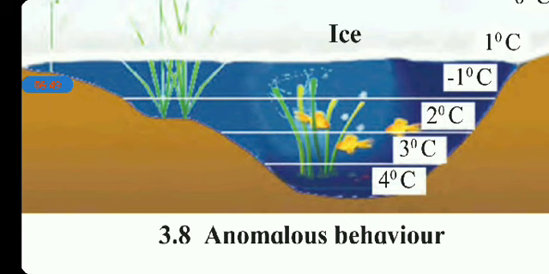The lower layer, however, remains at 4 degrees Celsius and is in the liquid state, and the aquatic animals remain safe in this water because the 4 degree water cannot freeze. For freezing, it requires 1 degree or 0 degree, so the bottom water will remain unfrozen, and due to that the animals remain safe.